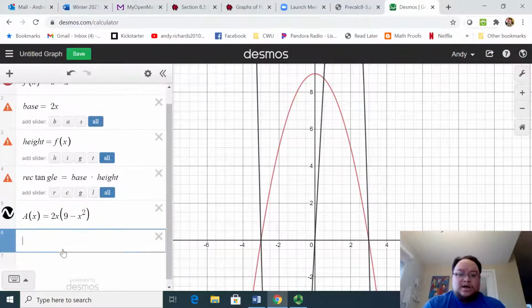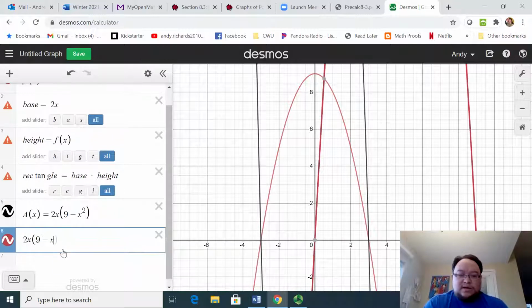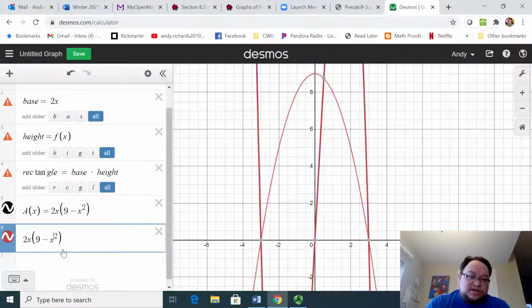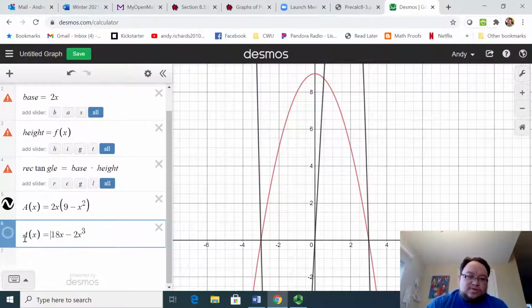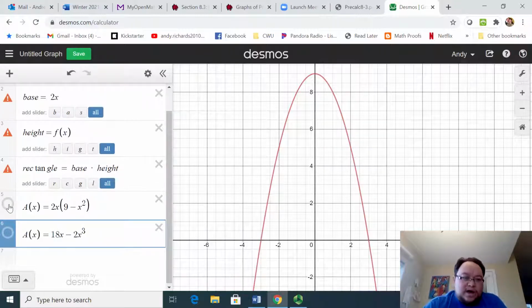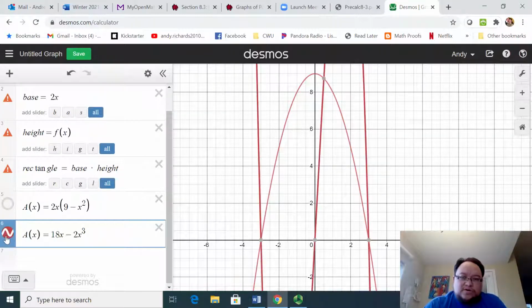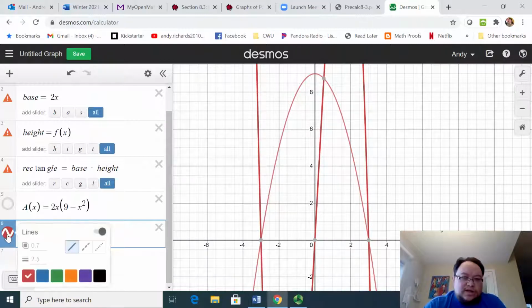Now, I can simplify this a little bit. So I can distribute this 2x through, and what that'll do is make that 2x be multiplied by 9, so that's going to turn that into 18x. And then that 2x times this x squared here means I'm going to get negative 2x cubed. Okay, so my area function, whether I look at it from this perspective or from this other perspective here, is going to give me the same kind of thing.